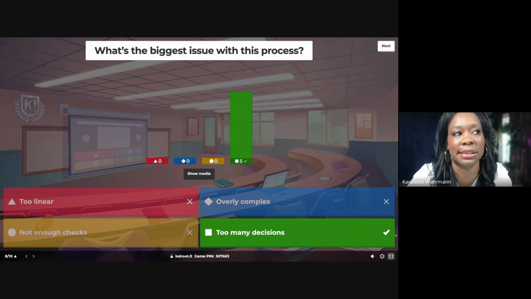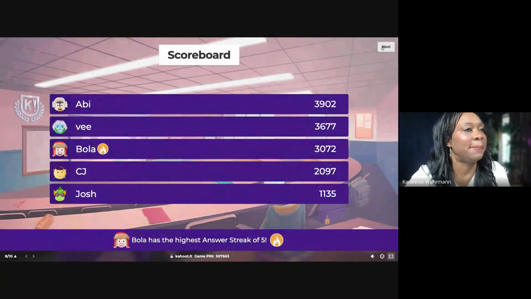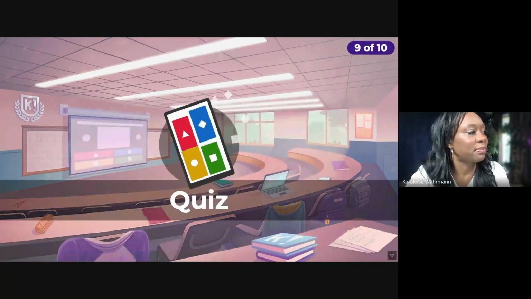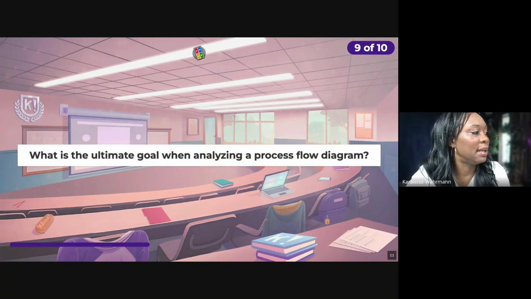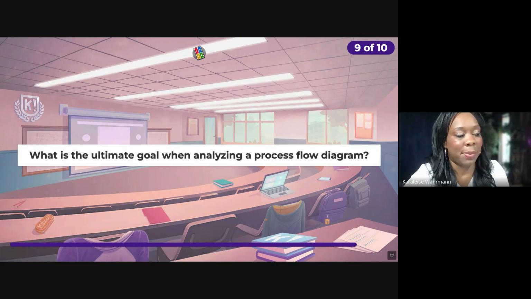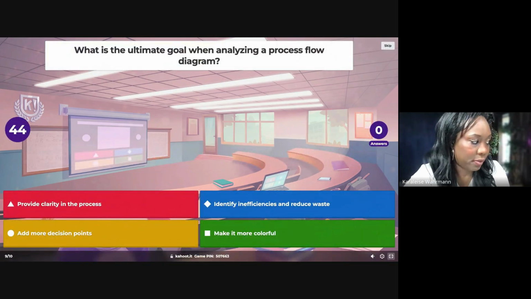All right. Sorry about that, SC, if you couldn't see it. All right. Good. So we're almost done. So now let's look at what is the ultimate goal when analyzing a process flow diagram. What's the ultimate goal?